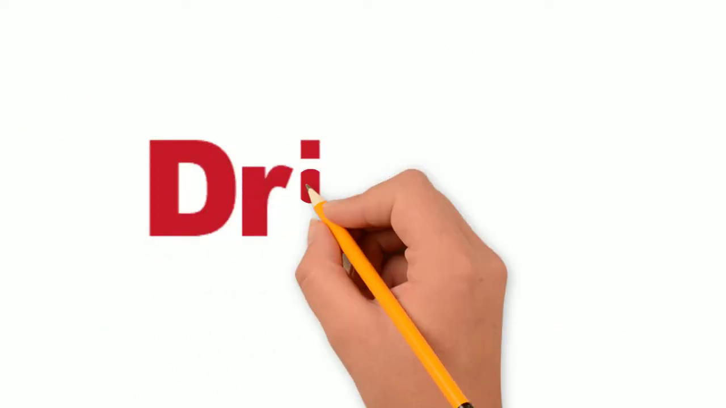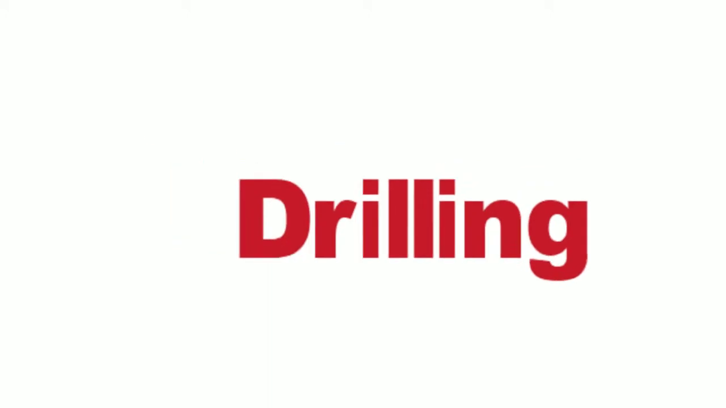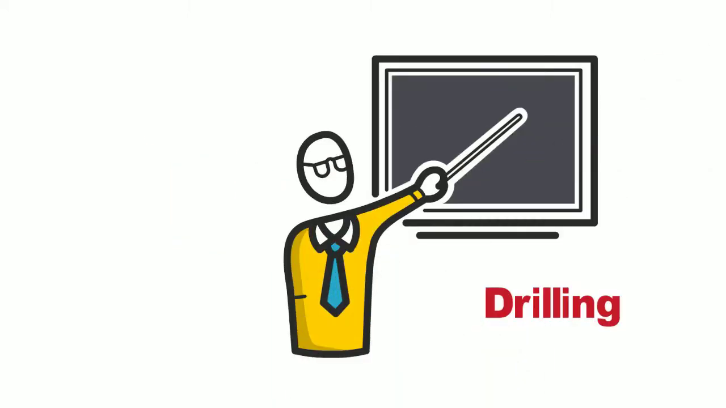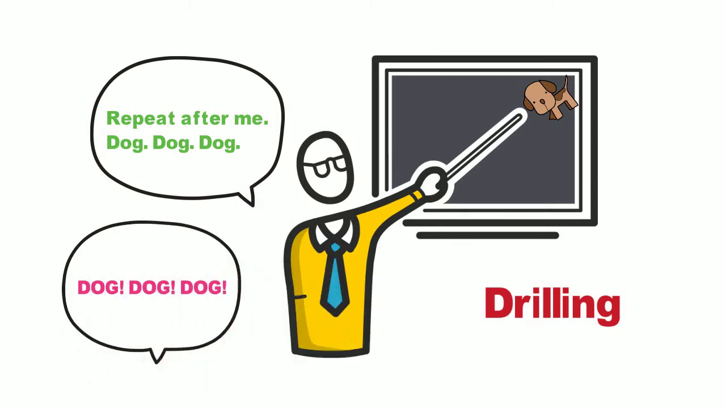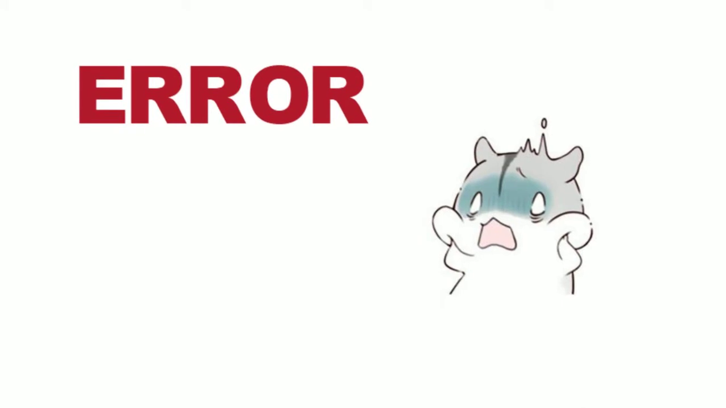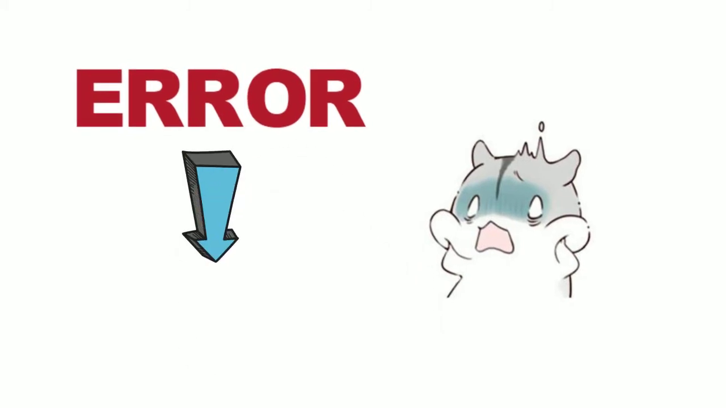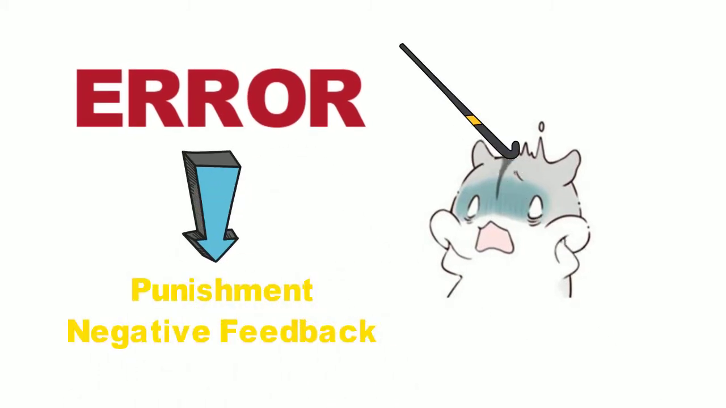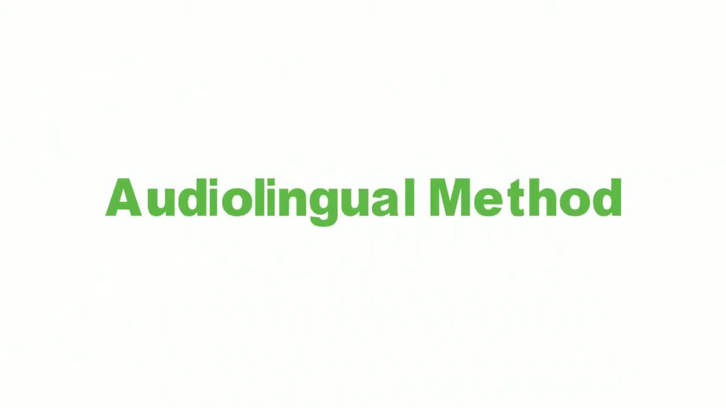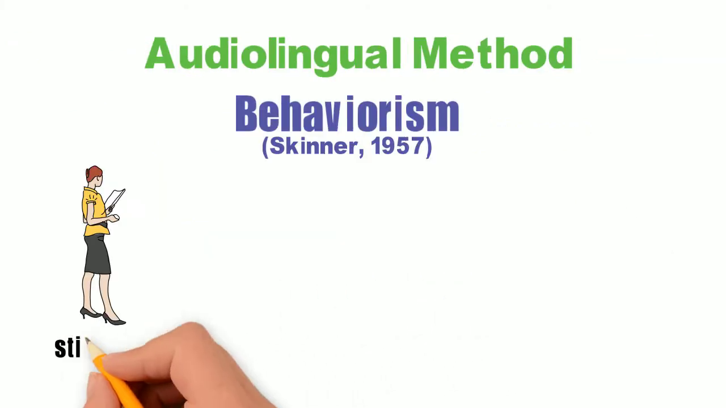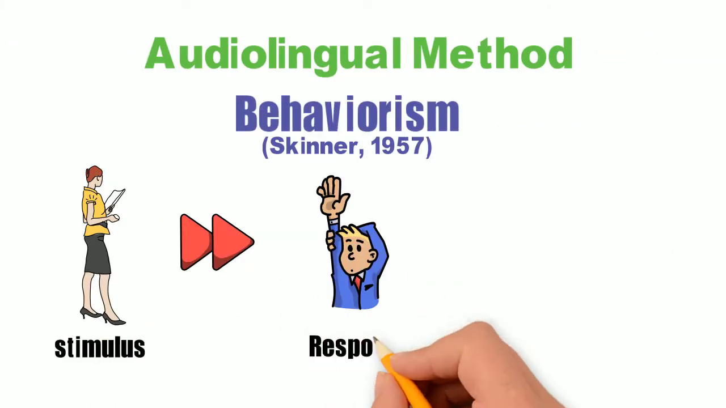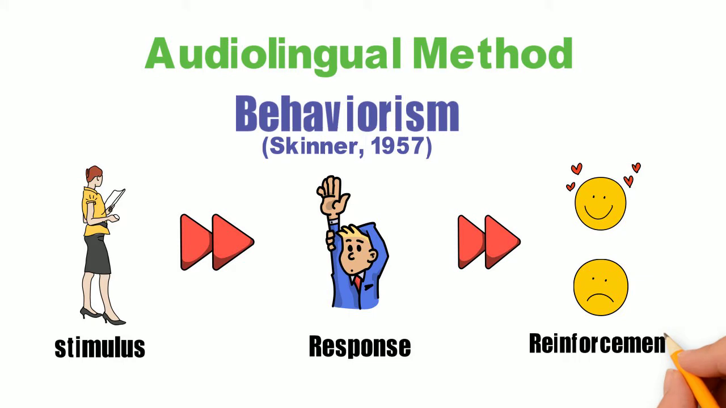At that time, drilling was frequently used in class, and after my teacher modeled a word or a phrase, we just repeated over and over again, and we were afraid of making mistakes, as my teacher tended to give negative feedback or punishment directly. Now I know this is the audiolingual method, which is based on behaviorism with three key elements: stimulus, response, and reinforcement.